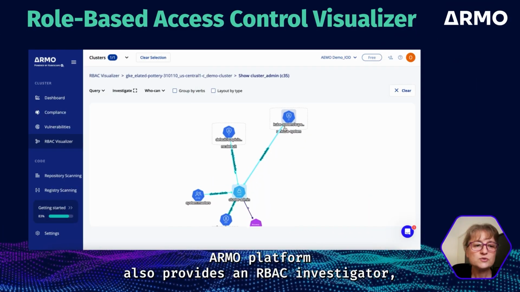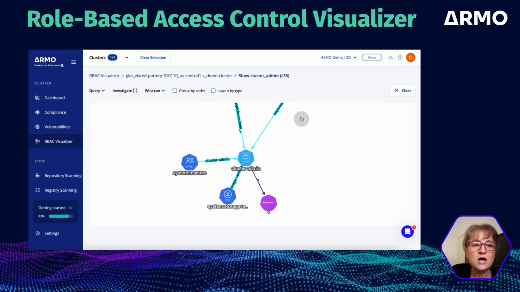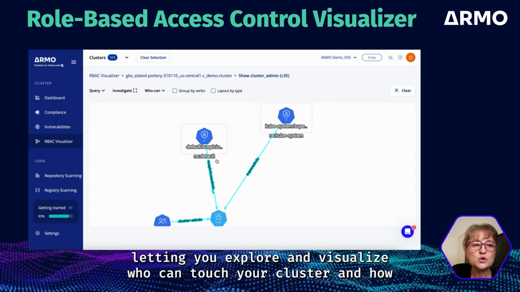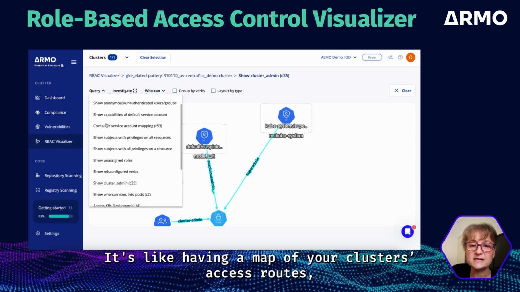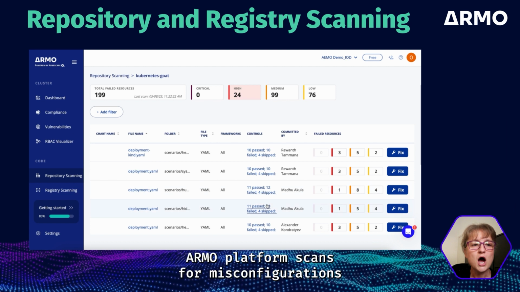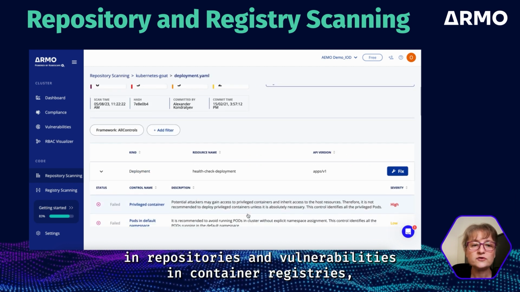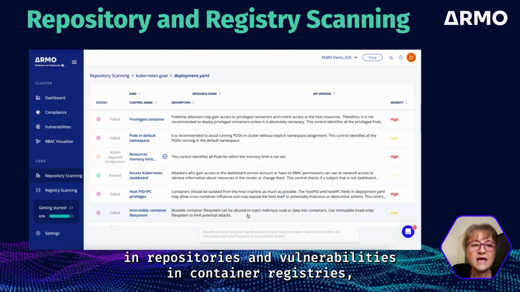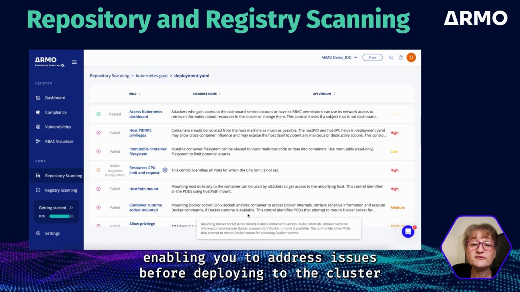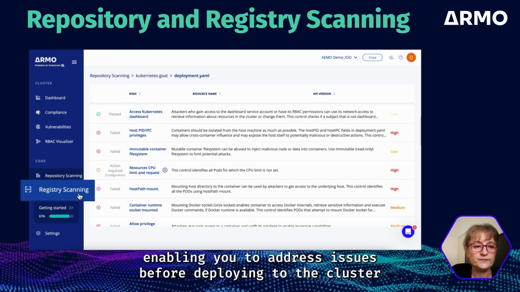ARMO platform also provides an RBAC Investigator, letting you explore and visualize who can touch your cluster and how. It's like having a map of your cluster's access routes. ARMO platform scans for misconfigurations in repositories and vulnerabilities in container registries, enabling you to address issues before deploying to the cluster.